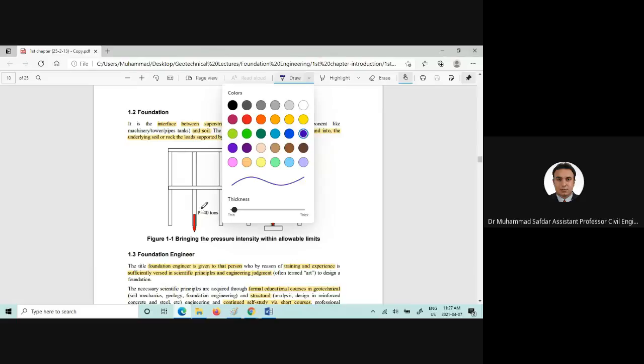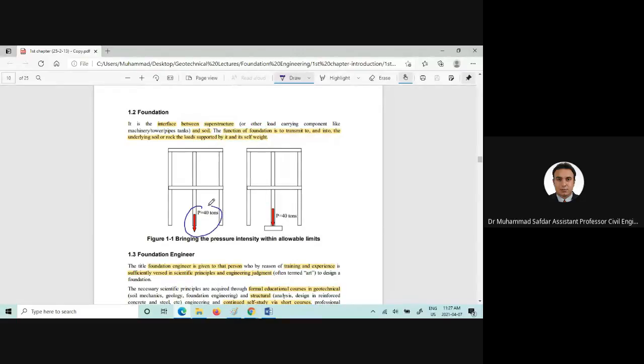Here, this one. You can see here. Now, this frame is transferring the load to the soil present here. For example, this one is also transferring here, and this one is also transferring to the soil.